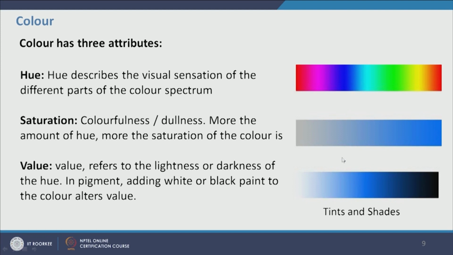What is value? Value refers to the lightness or darkness of a particular hue. Here, unlike saturation, we can add more black to a particular hue, and it will be called shades, and we can add white to a hue, and it will be called tints. So if we add white to a particular color, value increases, and if we add black to a particular color, the value decreases.